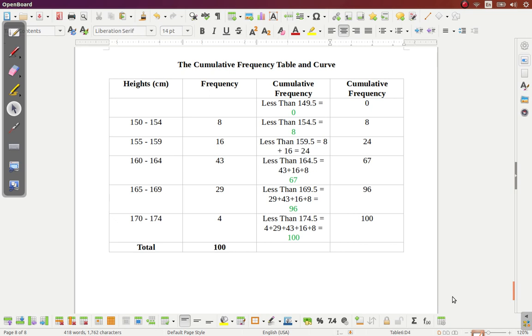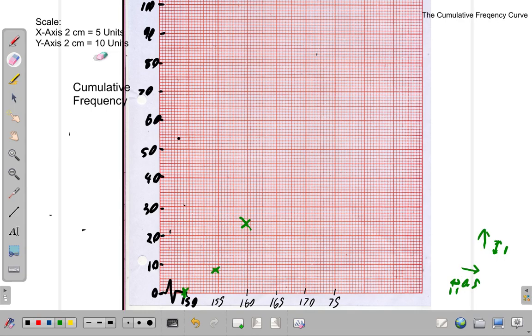Alright, now next point. How many persons measured were shorter than 164.5? Because 164.5 would begin in the 4th class. It would end the 3rd class but begin the 4th class. So when you went from 159.5 to 164.5, you covered these 43, and the cumulative frequency table is showing that you had a total of 67. So you're going to locate 164.5, 67.